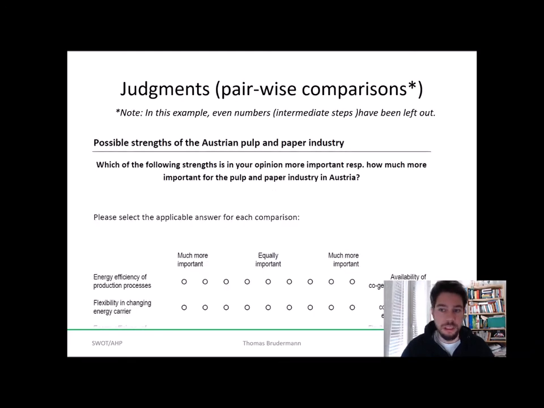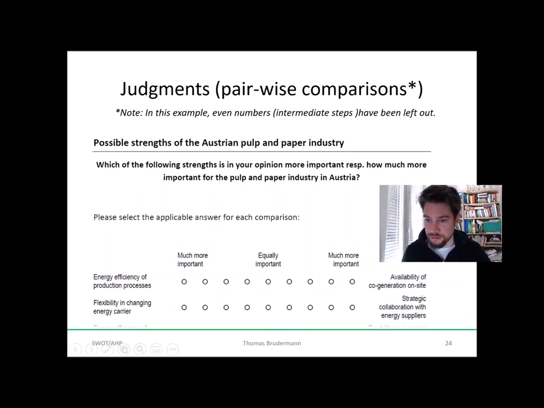So how can this look like? This now is an example from a publication, from a study on the Austrian pulp and paper industry. And here the experts also had to pairwisely compare all the factors. And here one example for comparisons is to compare the energy efficiency of production processes with the availability of cogeneration on site. So two strengths are being compared. And again, here the respondents can say that the left factor is much more important or the right factor is much more important, and choose any value in between.